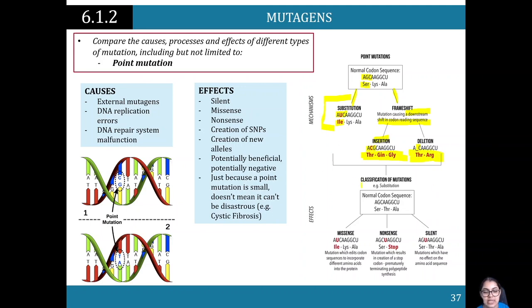And its effects can be the following. It can either be missense, which means that the mutation edits the codon sequence to incorporate different amino acids in the protein. So a different amino acid has been added in. This is an example of missense, and this is an example of missense. A different amino acid has been incorporated in.